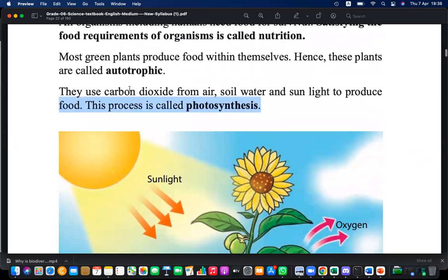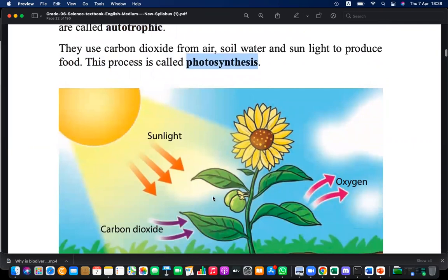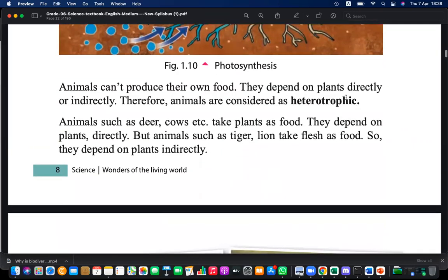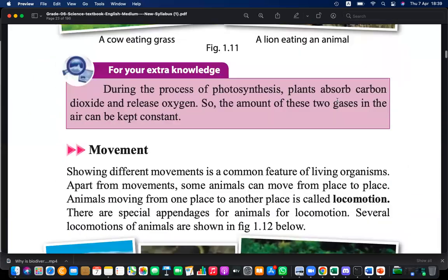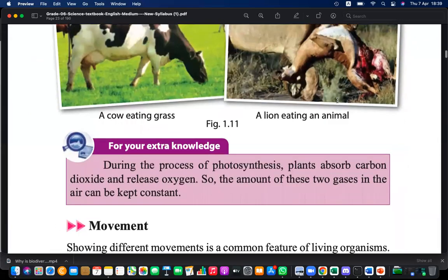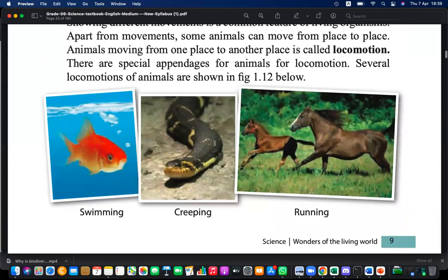These words are very important, right? Autotrophic: they can produce their own food. Photosynthesis is how they produce food. Then heterotrophic means these animals cannot produce their own food, so they have to depend on some other organism, basically plants. We call that heterotrophic, right? Then we learned the features of animals, the eating habits, movement.